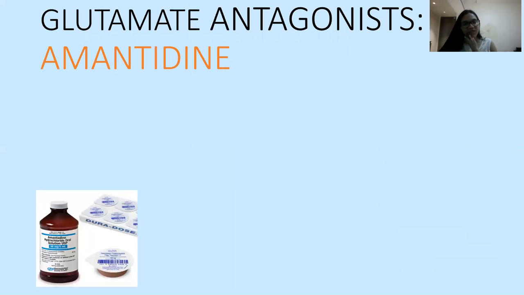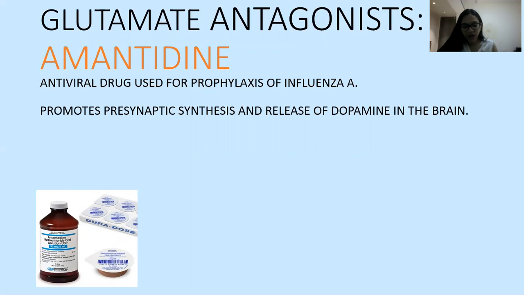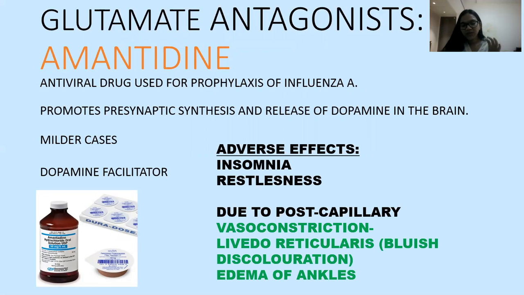Talking about this very interesting drug called amantadine, it was ideally an antiviral drug used for the prophylaxis of influenza A, but then it was found out of serendipity that it promotes presynaptic synthesis and release of dopamine, and hence it is also helpful in Parkinson disease. It's sometimes used in milder cases. Again, the peculiar adverse effects caused by glutamate antagonists like amantadine is vasoconstriction post-capillary. That is the venous vasoconstriction especially, which causes livedo reticularis, that is bluish discoloration of the skin, and edema of the ankles.